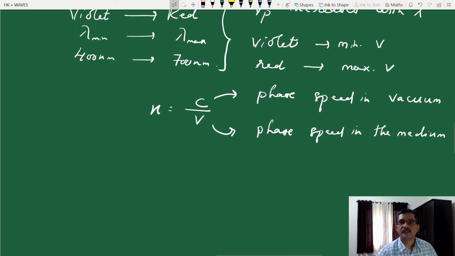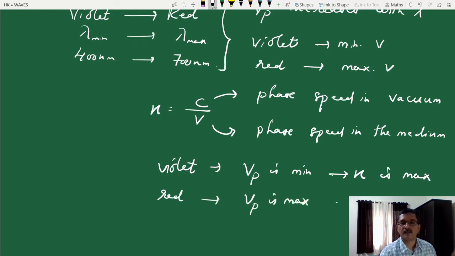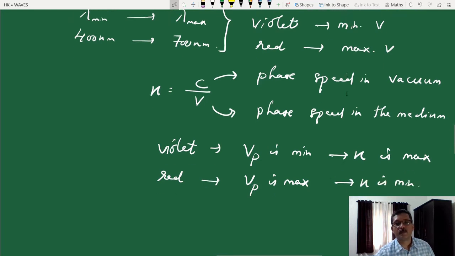So it means that since violet has a minimum phase speed, it has maximum refractive index. And when you go to red, as wavelength increases, phase speed increases. So phase speed is maximum for red, but refractive index is minimum, since refractive index is the ratio of c by v. So as speed increases, refractive index decreases. Refractive index is maximum for violet and minimum for red.